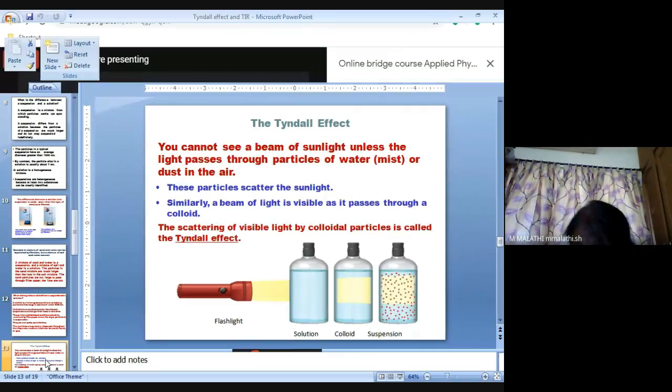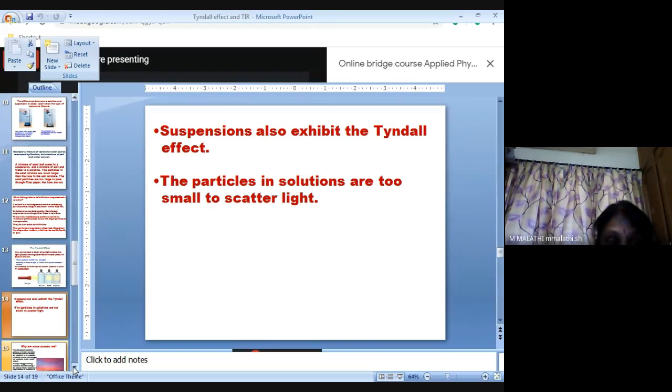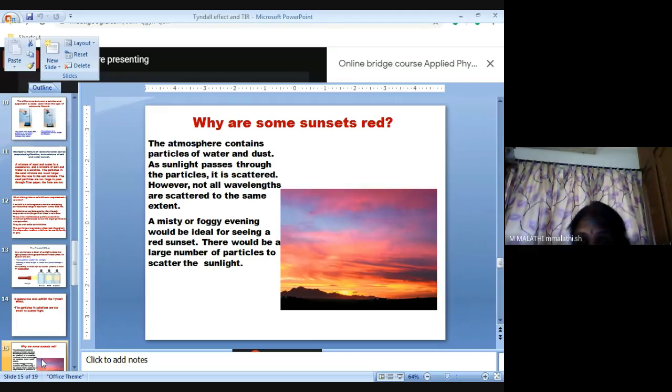So the particles in the colloid will scatter the light, and the path of the light wave through the colloidal solution is clearly visible. In the suspension, the particle size is larger, so even though it is scattering the light, the clarity is not that much. It is scattering too much. That is what we can see here. So this is by the principle of the Tyndall effect. Suspensions also exhibit the Tyndall effect, but the particles in solutions are too small to scatter the light. So to explain the Tyndall effect, a colloidal particle is good.